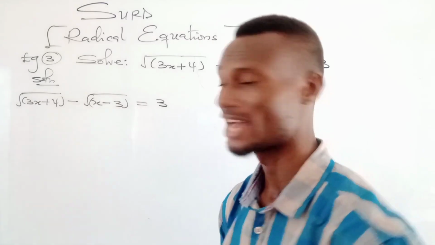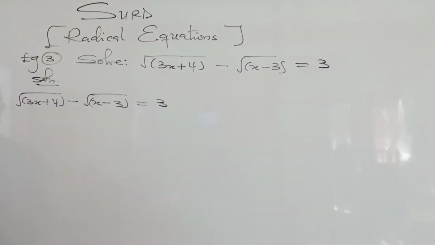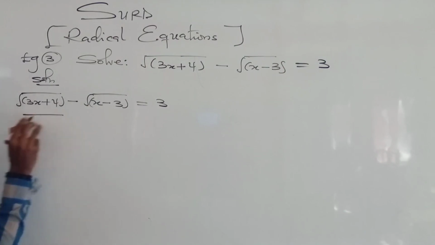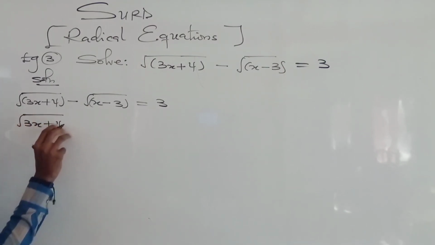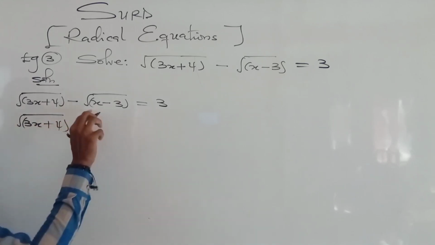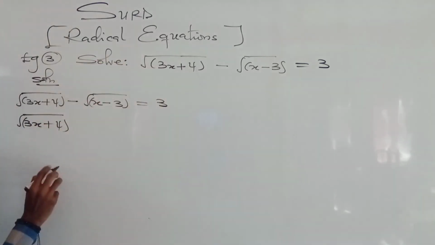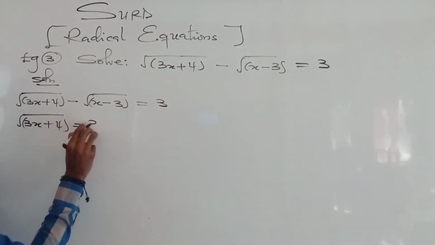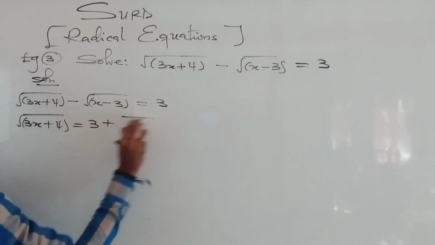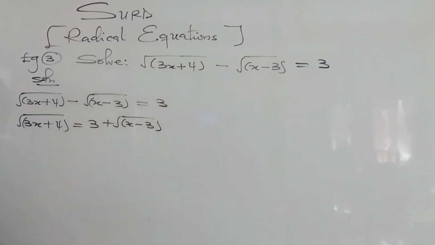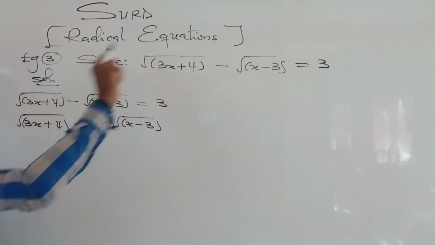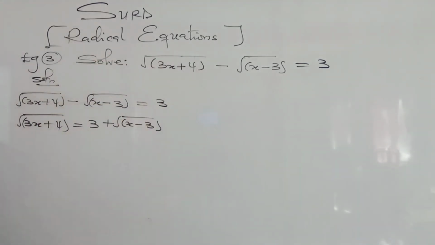So let's do that. I'm going to maintain my root 3s plus 4 which is here. So I have my square root of 3s plus 4. Then I'll let this one cross the equal sign to go and join the 3. So I'll have equals 3 plus root s minus 3. I hope you agree with me. It is negative here, so when it crosses the equal sign it becomes positive.